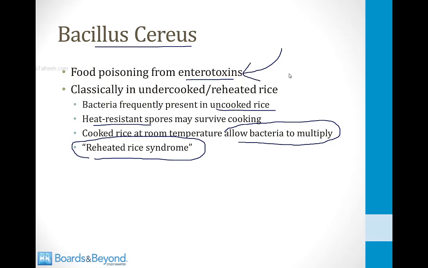hours later. One thing that's important to know is that the sickness here is caused by directly ingesting the enterotoxin, not by ingesting the bacteria, which then secrete the enterotoxin in your stomach. They like you to know that distinction for step 1.